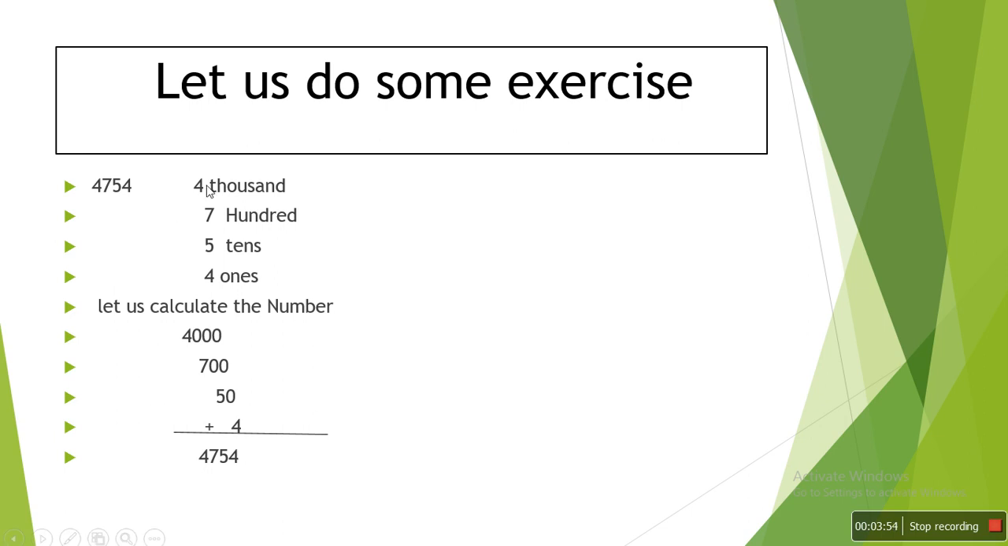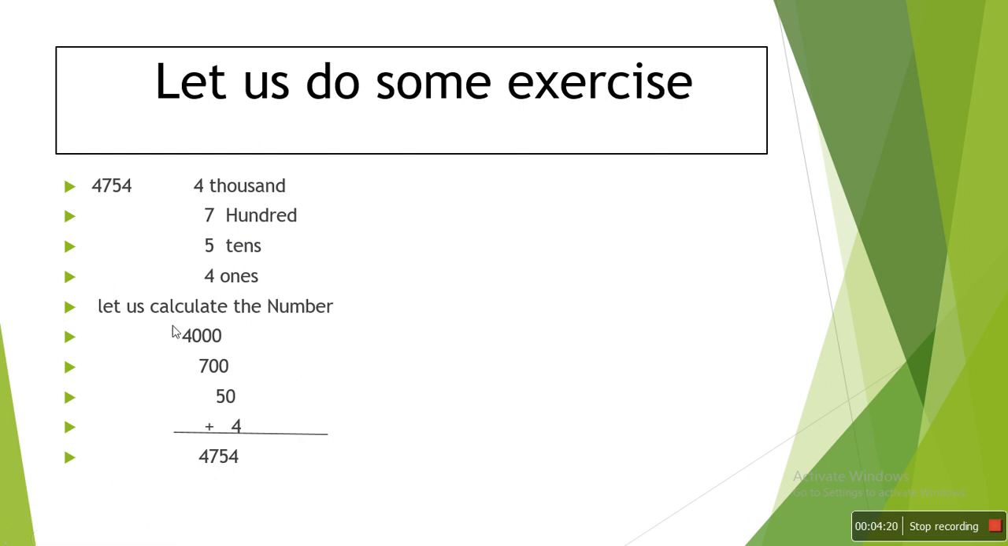So 4000, because 4 is in which place? Thousands place, that's why we have written 4000. And 7 is in which place? Hundreds place, that's why we have written 700. And 5 is in tens place, that's why we have written 50. And 4 is in ones place, that's why we have written 4. So in this way we can expand any number.